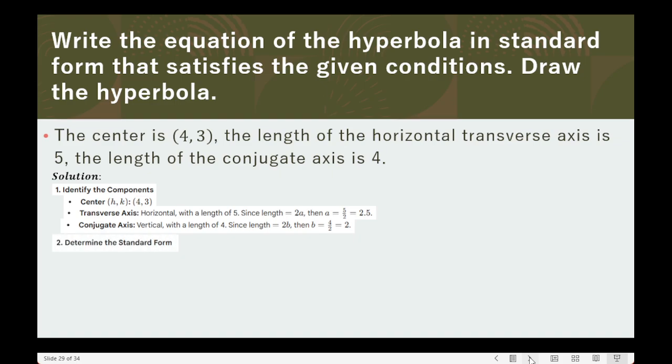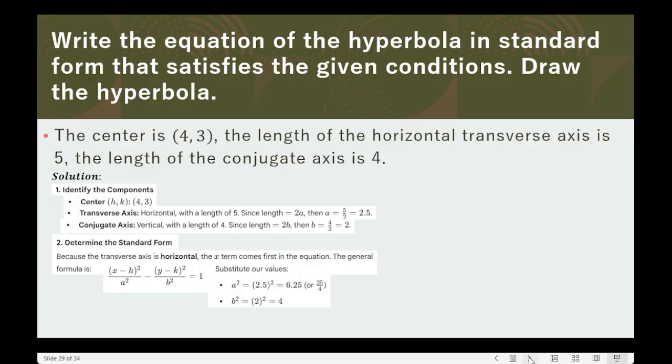Determine the standard form. Since we have already obtained the values of a and b, following this formula, we substitute the values of a and b and also the values of h and k. 6.25 is also the same as 25 over 4. So the final equation is this.